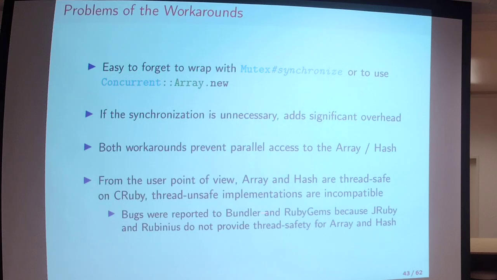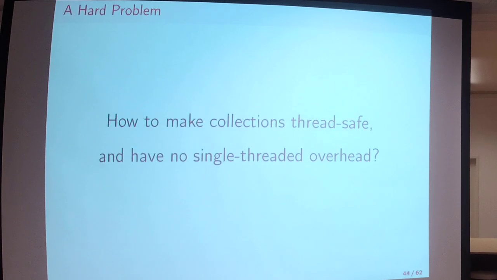For example, Bundler and RubyGems don't work on Rubinius because Array and Hash are not thread safe. But of course, they don't do this by intent. The reason is that to make Array and Hash thread safe, it would be very expensive and it would affect sequential performance, which they don't want.